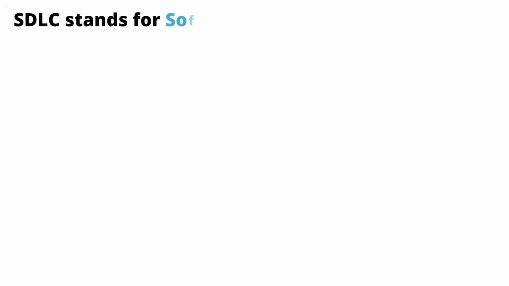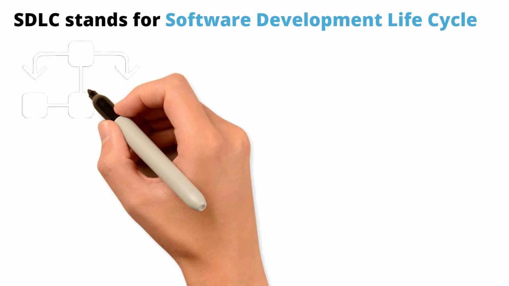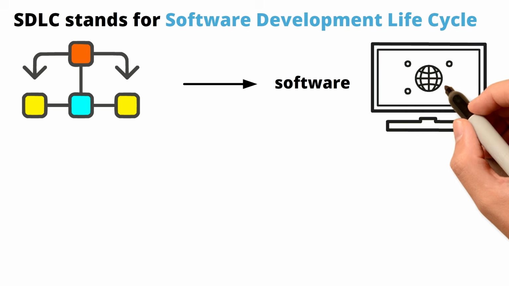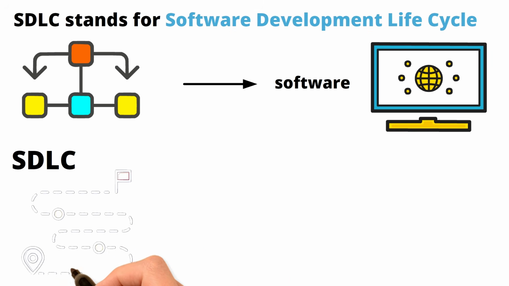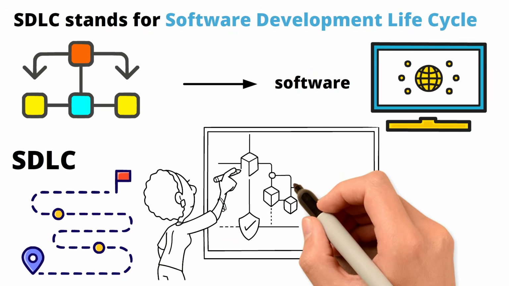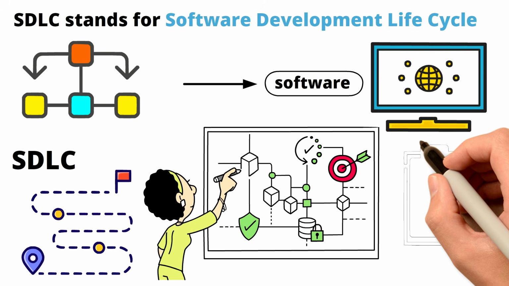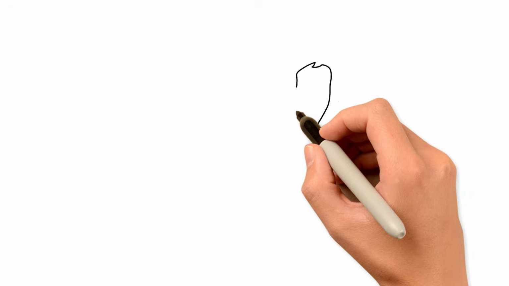As we already know, SDLC stands for Software Development Lifecycle. It is a highly systematic approach used by software developers to develop highly efficient software. You can really consider SDLC as a roadmap for software developers. This helps them remain systematic while creating software. This also ensures that they do not make any mistakes while creating software.